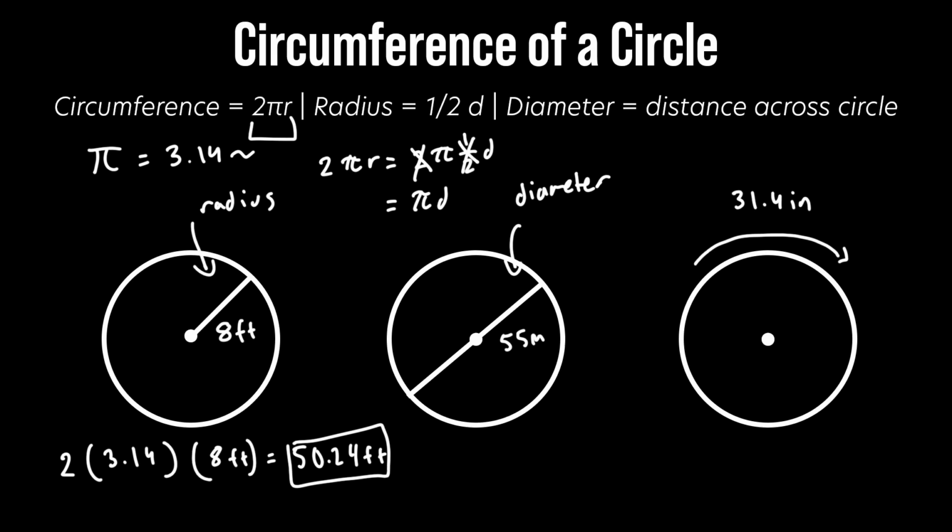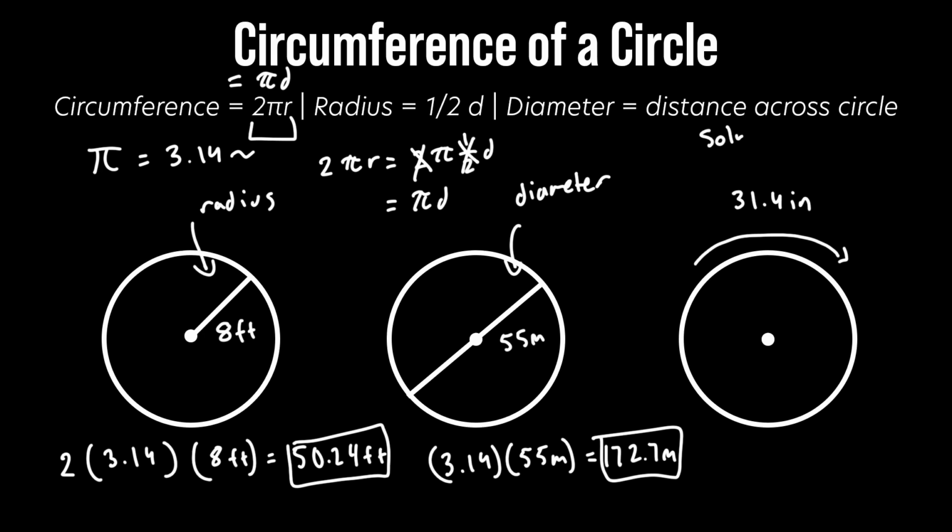Well, this means that circumference is also equal to pi times d. Pi times diameter. So we can simply plug in 3.14, which is pi. If we multiply it by diameter, which is 55 meters, we get our answer, which is going to be 172.7 meters. Finally, let's try to solve for radius instead this time.